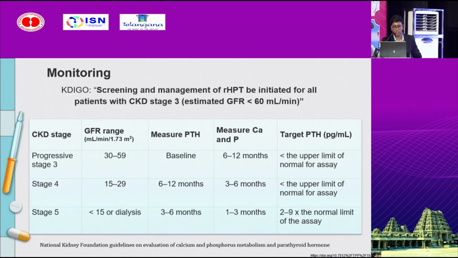What does KDIGO recommend? This was discussed previously by the speaker. So just to highlight, the parameters measured like PTH, calcium, and phosphorus at stage 3 CKD need to be documented at baseline, and calcium and phosphorus need to be measured annually or biannually. As the stage of the CKD advances, the frequency of monitoring also increases.